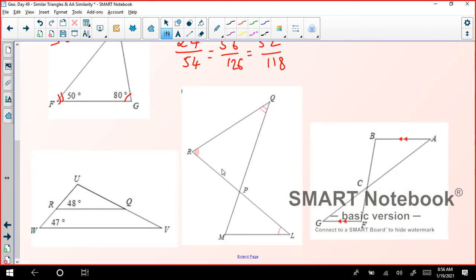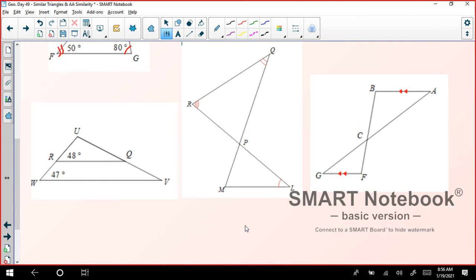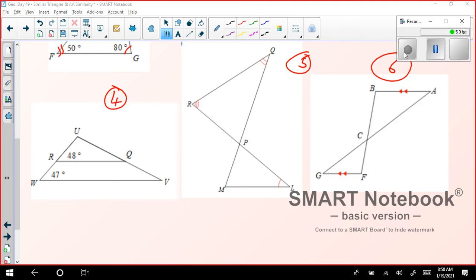Let me do the other. I want you all to once again use chat for 4th, 5th and 6th and tell whether they are similar or no. 4th, 5th and 6th. Use AA similarity once again. Do not use anything else. Use AA similarity and tell me whether they are similar.